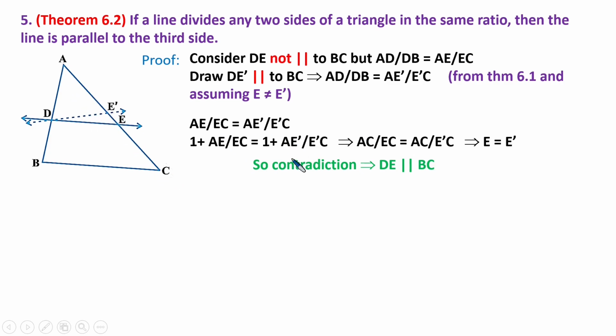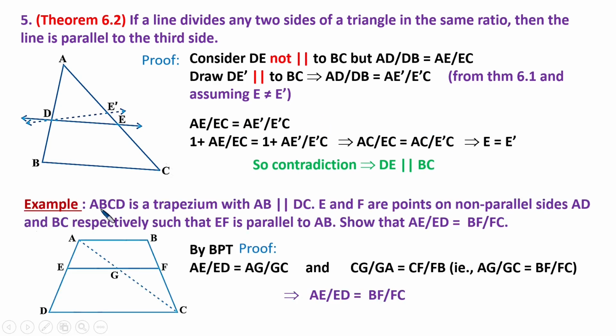Just do this very trivial algebra. The ACs are of course the same, but it means EC is equal to E prime C. So that means if this length is the same, E is equal to E prime. So this is a contradiction, that is DE is parallel to BC. First you had assumed that DE is not parallel to BC, but now you are getting DE is parallel to BC. So by contradiction also, this is another way, which we have discussed in our class 9 appendix.